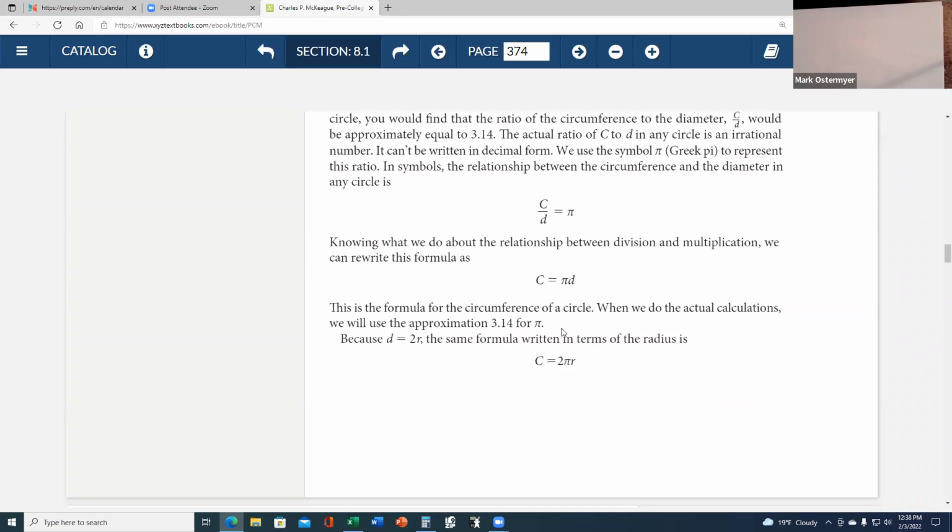The formula is right here. The circumference of a circle is equal to this funky looking character, which is called pi, times the diameter, or the circumference of a circle could be computed by multiplying 2 times that number, pi, times the radius. What is pi? Pi is an irrational number. It's approximately equivalent to about 3.14. All right, so we use about 3.14 as an approximation for pi's value.